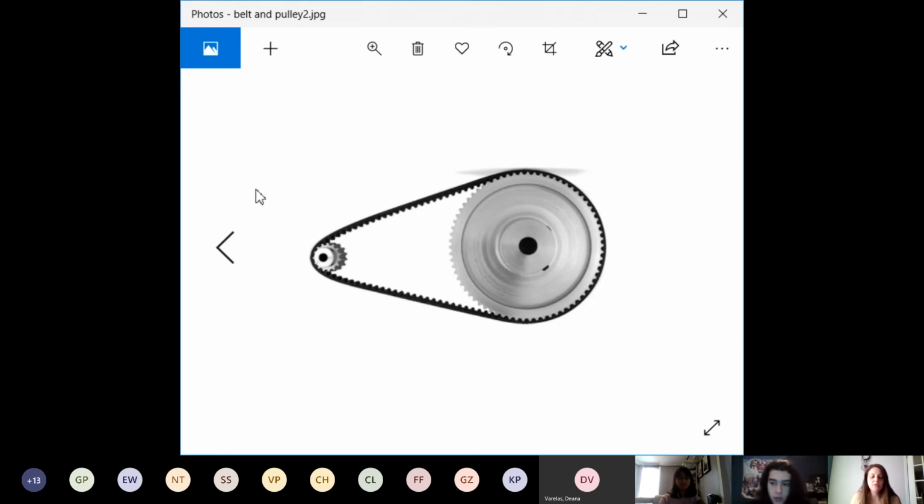I need to find the image with the pedal. Well, let's see your answers. I don't see anyone answering. Yes, with the pedals, yes.